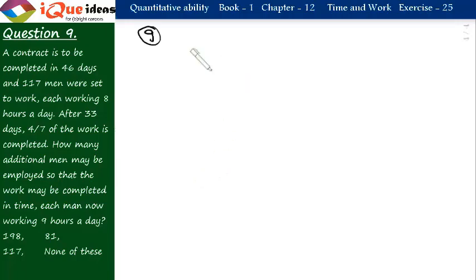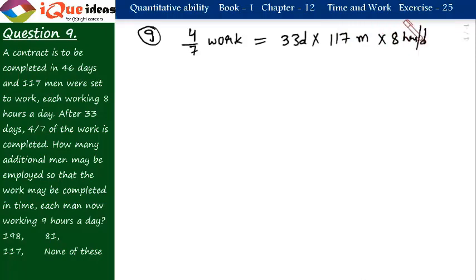Let's put it this way. 4 by 7 of the work is equal to 33 days into 117 men into 8 hours per day.